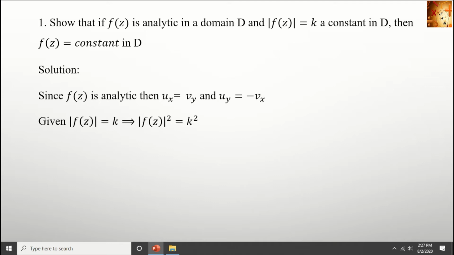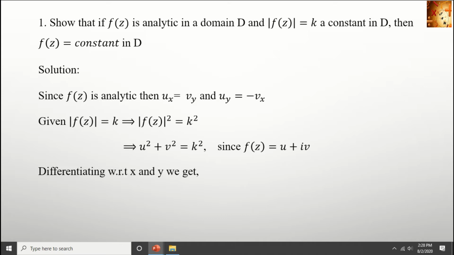What is mod f of z? f of z equal to u plus iv, which is a complex function. So mod f of z is equal to root of u square plus v square. Here mod f of z square, which means u square plus v square equal to k square. Next, I am going to differentiate the above expression with respect to x and y.